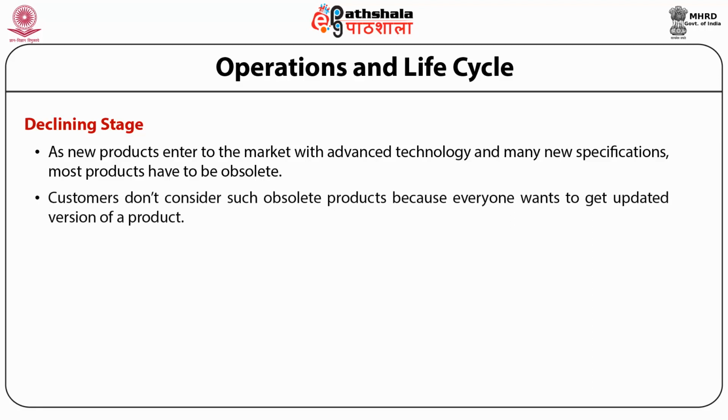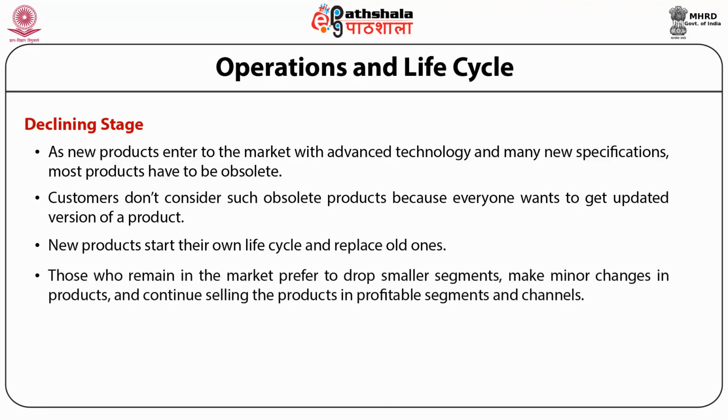Customers don't consider such obsolete products because everyone wants to get the updated version of the product. So sales of the products start to decline in this stage. New products start their own life cycle and replace old ones. A number of competitors withdraw from the market. Those who remain in the market prefer to drop smaller segments, make minor changes in the product and continue to sell their products in the profitable segments and channels.